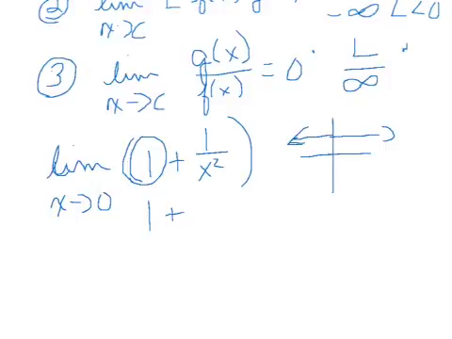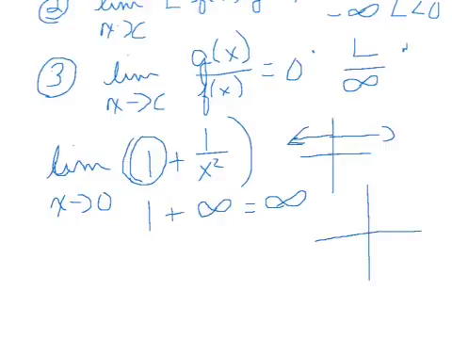And what's happening? Which way does it not exist? Describe to me what's happening. It's unbounded. How? To positive infinity or negative infinity? Positive. So this equals infinity, right?